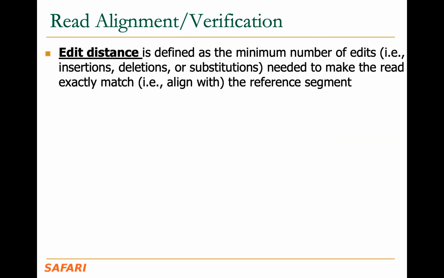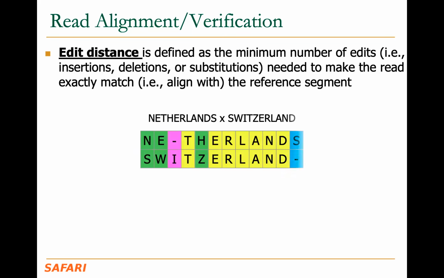I'm going to skip this. But one metric that's used to compare different pieces of text is edit distance. Edit distance is essentially the minimum number of edits needed to make the read exactly match the reference segment. So let me give you an example of this. We have two countries over here, Netherlands and Switzerland. One of them may be the reference and the other one may be the read. And if you look at that, edit distance between them is 5.